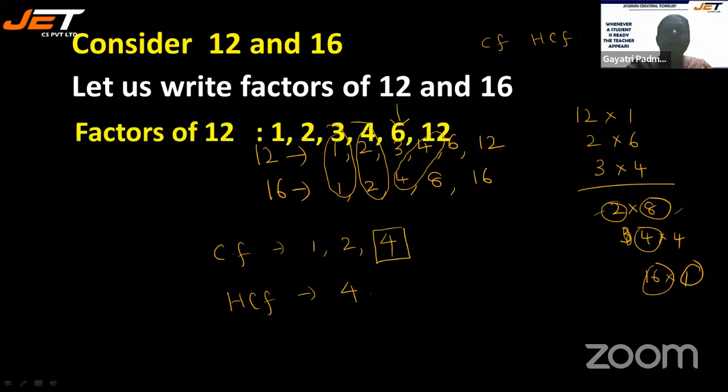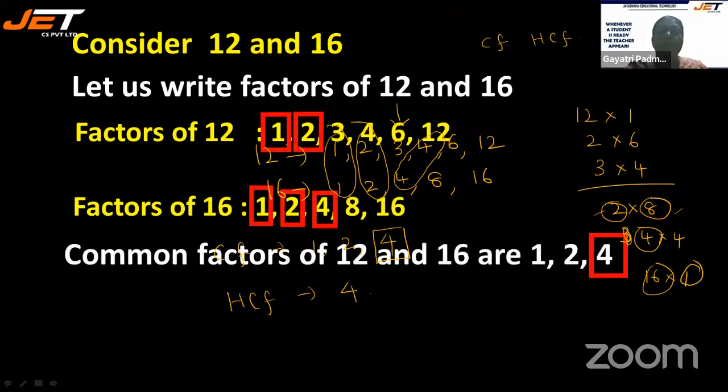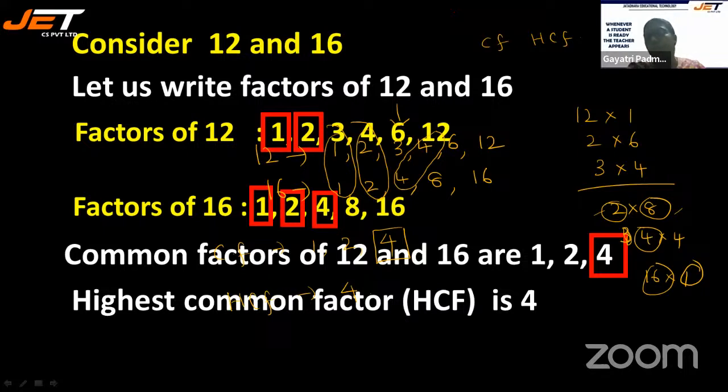All right. Now let us see. The same thing has been written. 1, 2, 3, 4, 6, and 12. Okay, so 1, 2, 4, 8, 16. So the common factors are 1, 2, and 4. So the highest is 4. So those who have got the highest common factor as 4, your answer is absolutely right. So I'm sure you all would have understood with this. Now let's quickly move on to the next number.